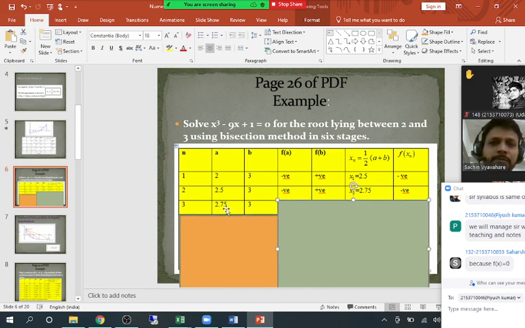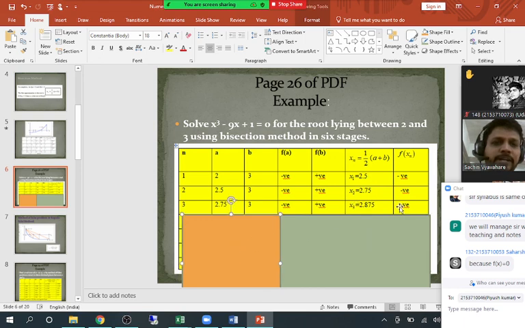It is 2.75 to 3 because f of 2.75 is negative, f of 3 is positive, and the root is there. So the next value will come as 2.75 plus 3 upon 2, which is 2.875. So f of x3 you have to calculate on the calculator. Now again it is coming negative. Right now it is continuously replacing only a, but sometimes it may replace b also, depending on the graph of that function. So the new interval reduces to 2.875 to 3, and so on.